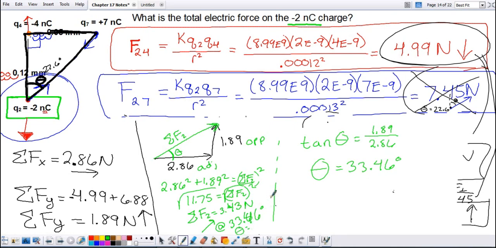So our answer is the net force on charge 2 is 3.43 newtons at an angle of 33.46 degrees, and we need to draw the angle in our picture so that we know which angle of the triangle we are talking about.